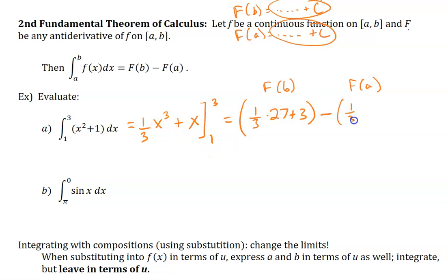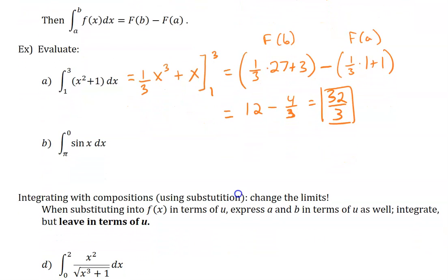So that's going to be 1/3 times 1 plus 1, okay? And then we do a little bit of arithmetic, and that's our answer. So this is going to be 9 plus 3 is 12, minus 1/3 plus 1 is 4/3. 4/3, okay? So that's 36/3 minus 4/3 is 32/3, okay?